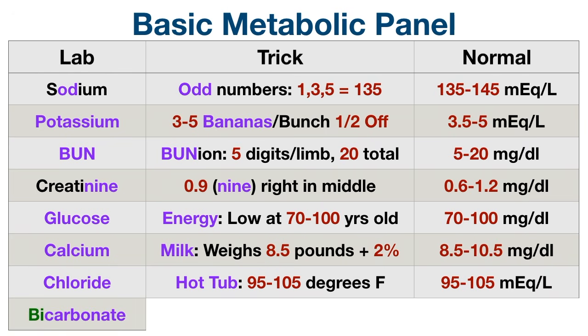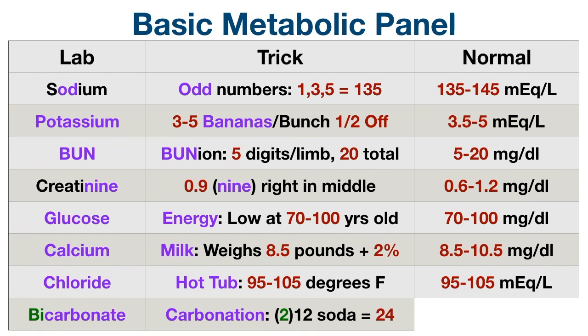Finally, we have bicarbonate. When you think of bicarbonate, think of carbonation and soda. Soda is usually sold in a 12-pack, but it's not just carbonate, it's bicarbonate, and bi means 2, so we're going to multiply the 12 by 2. This gives us 24, with a normal range of about 23 to 29.